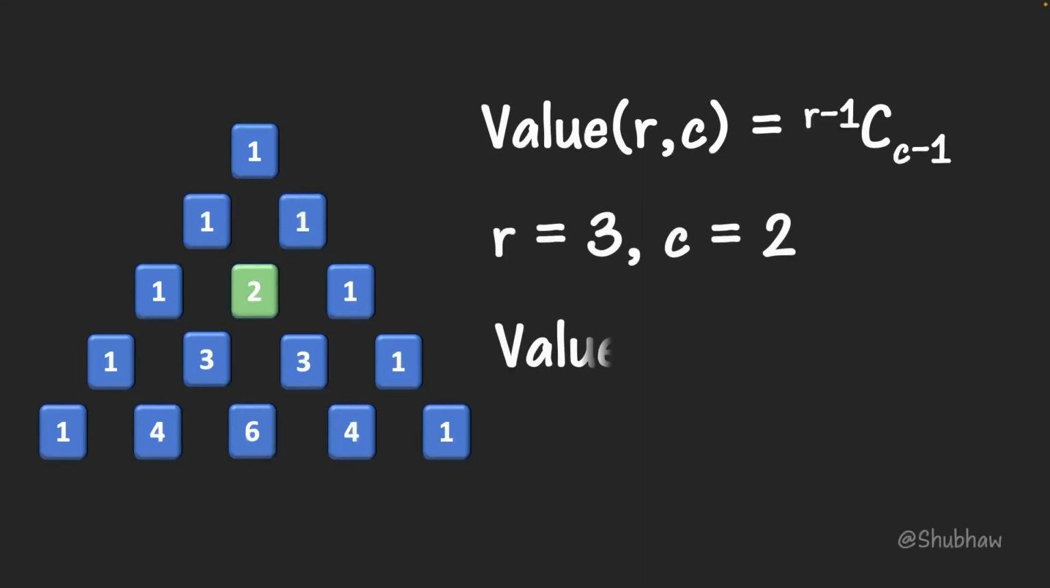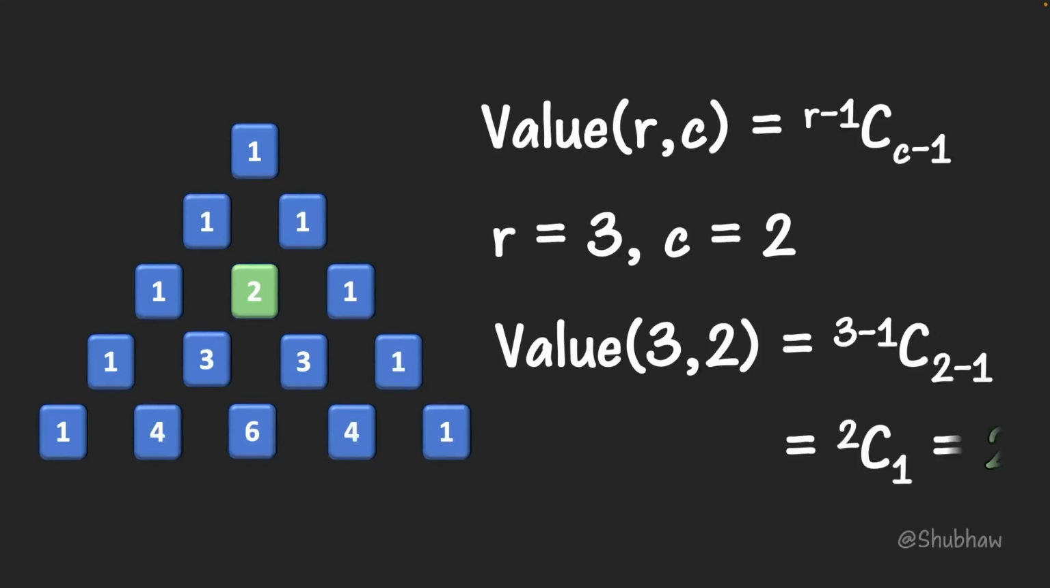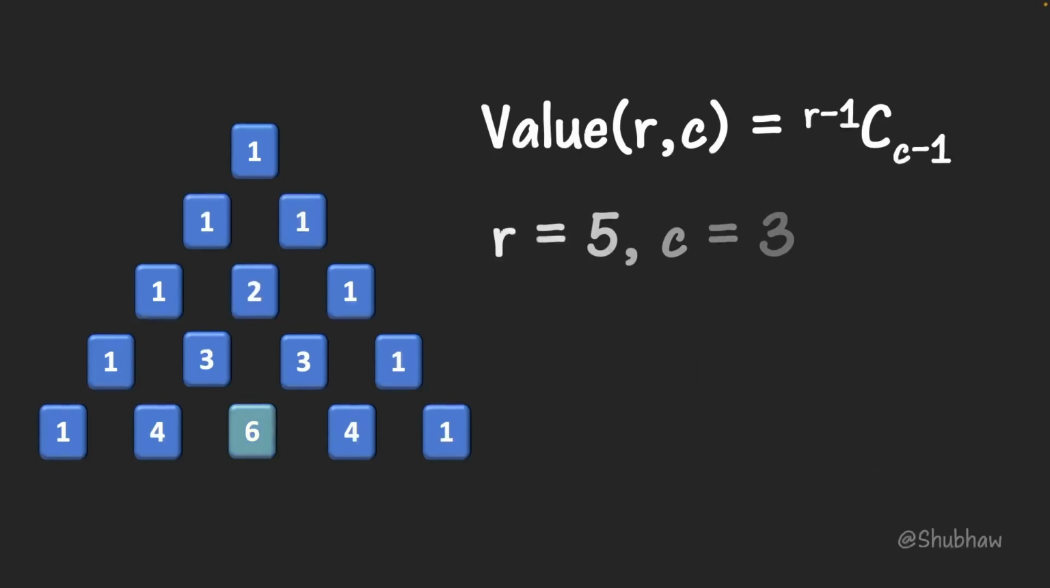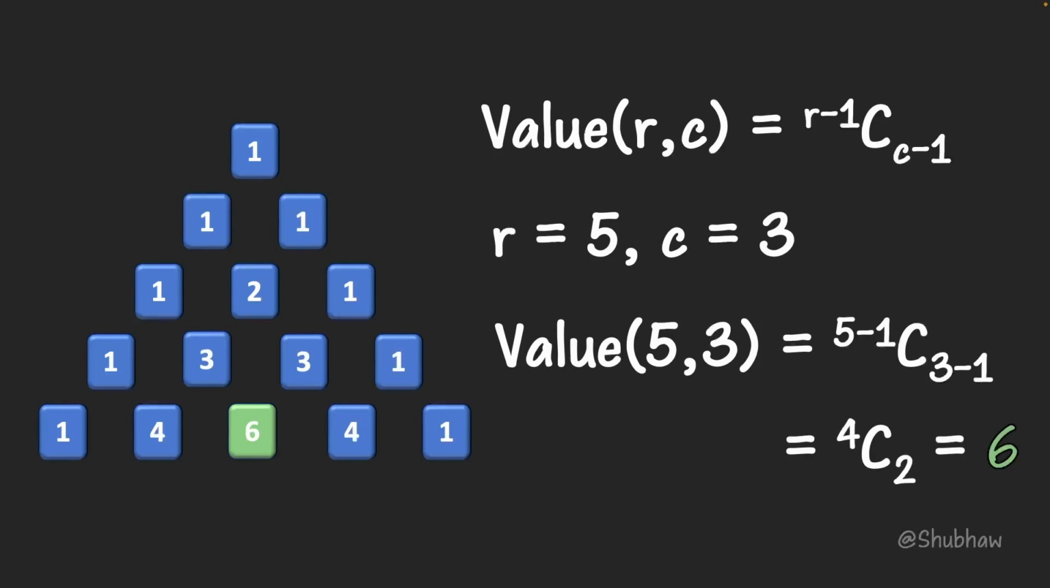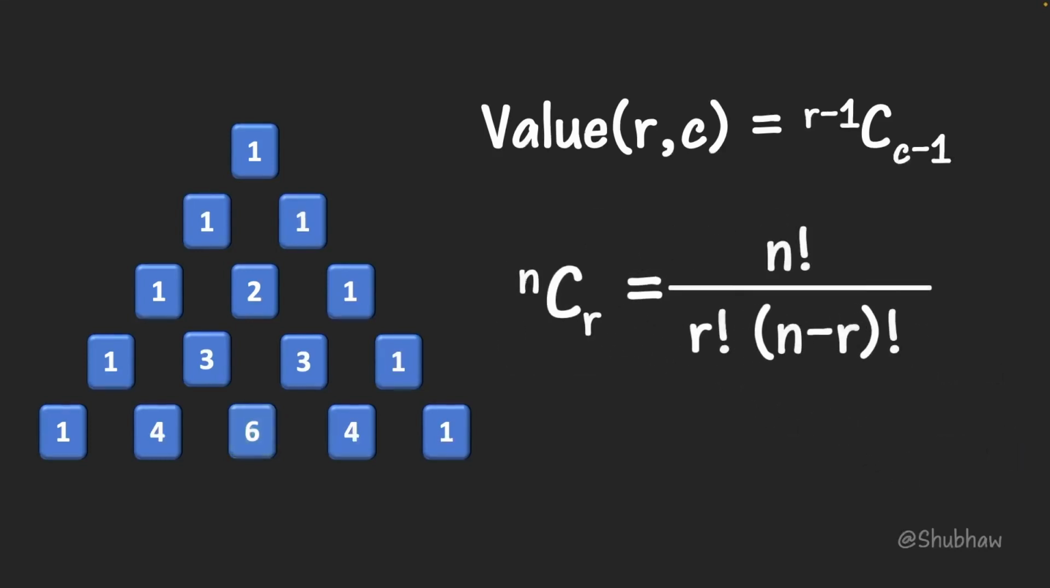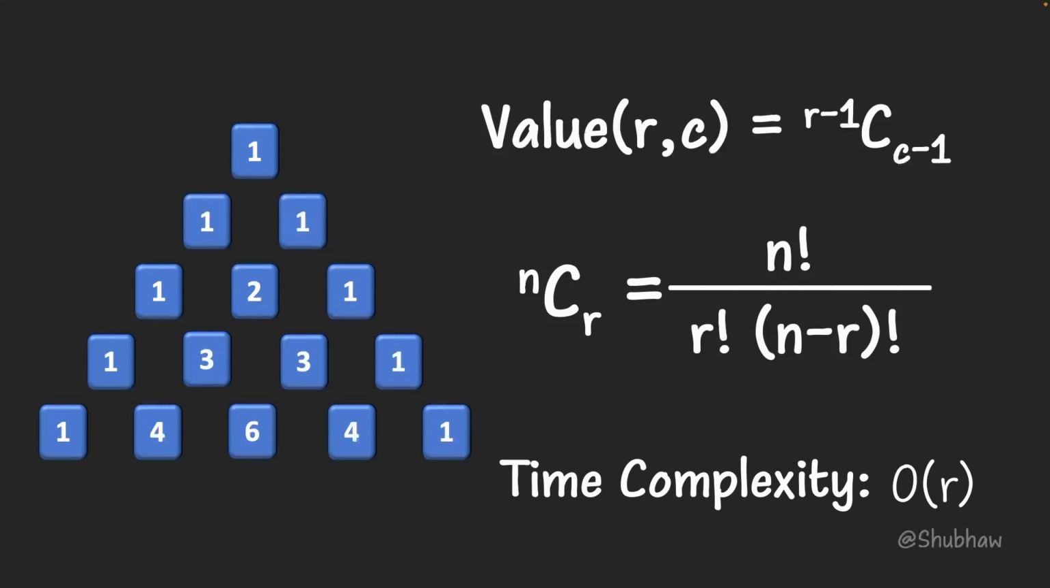So for the third row and second column, the formula would be 2C1. For the fifth row, third column, the formula would be 4C2. And we all know the formula of combination nCr is n factorial divided by r factorial into (n minus r) factorial. And factorial calculation is an O(n) operation because you have to multiply each number from n to 1. So for the rth row and cth column, the time complexity would be O(r), because r will always be greater than or equal to c, as this is Pascal's triangle.